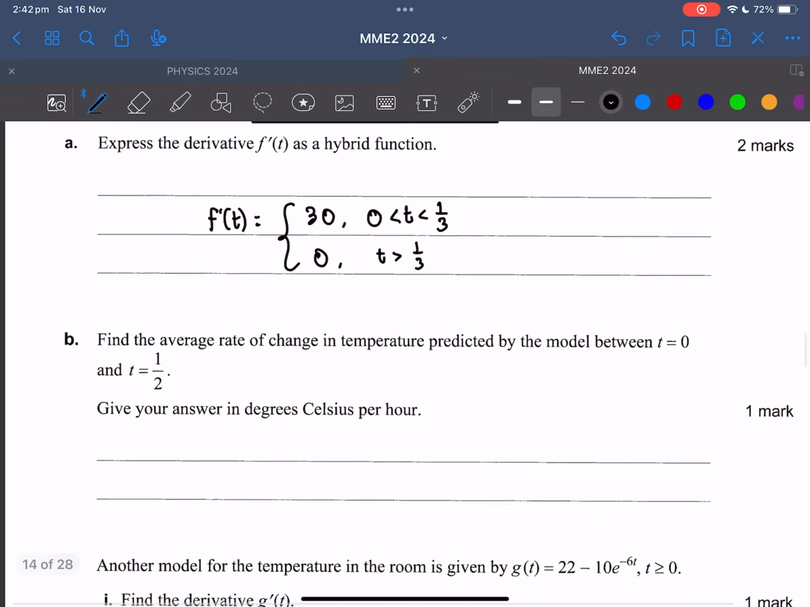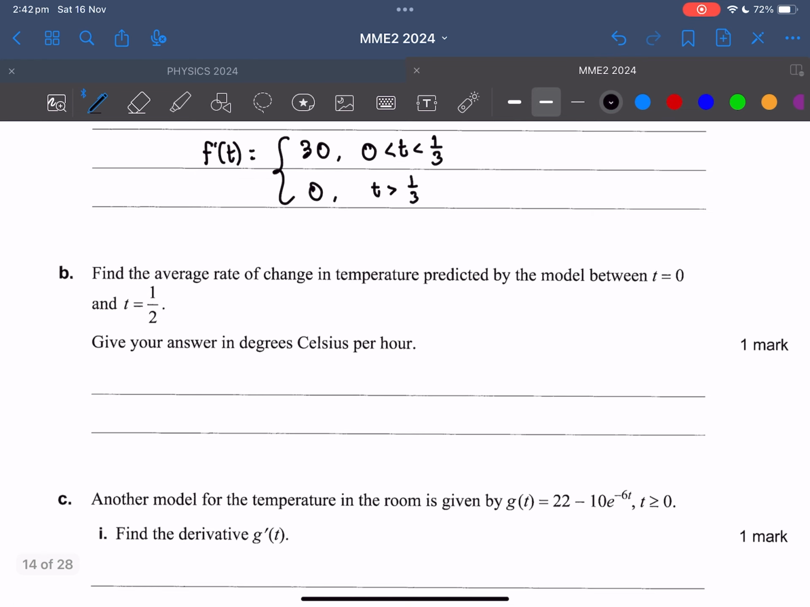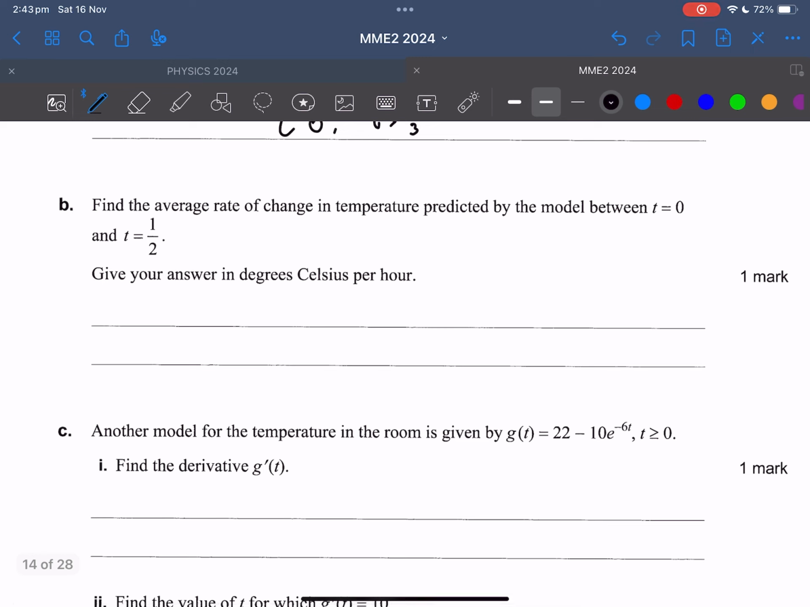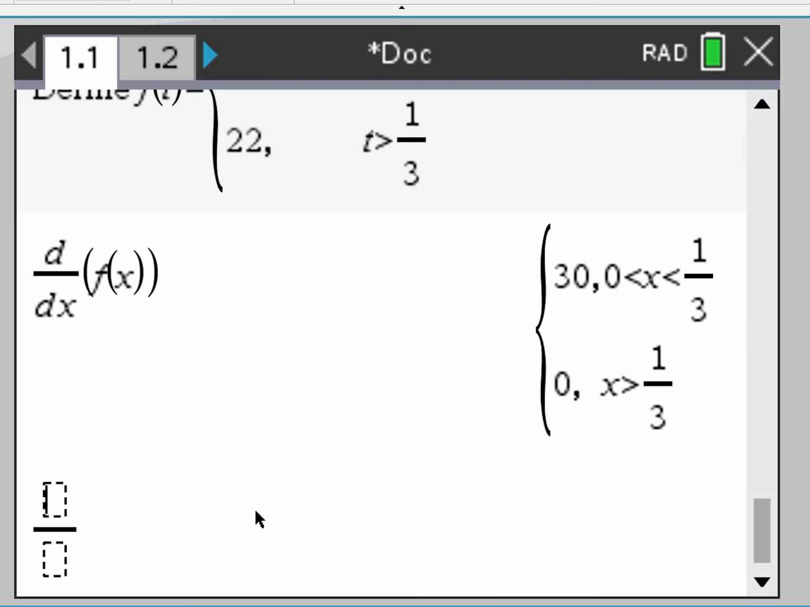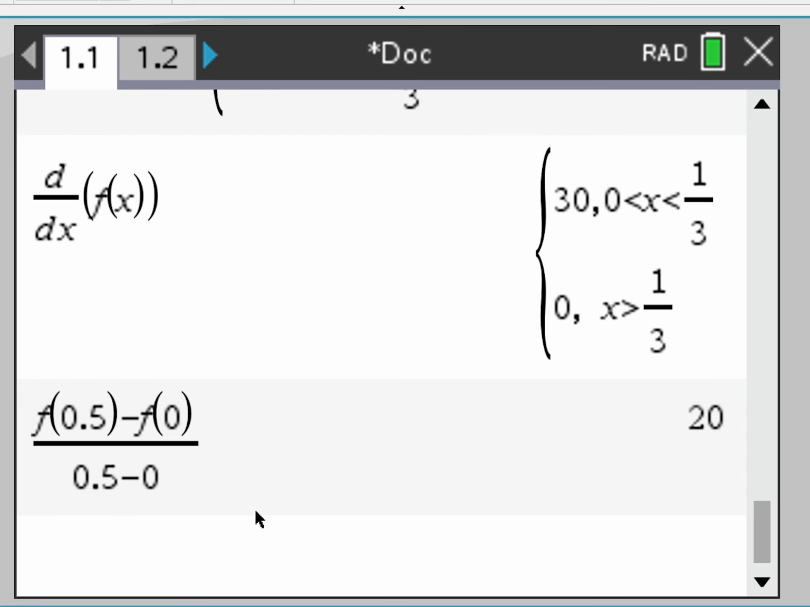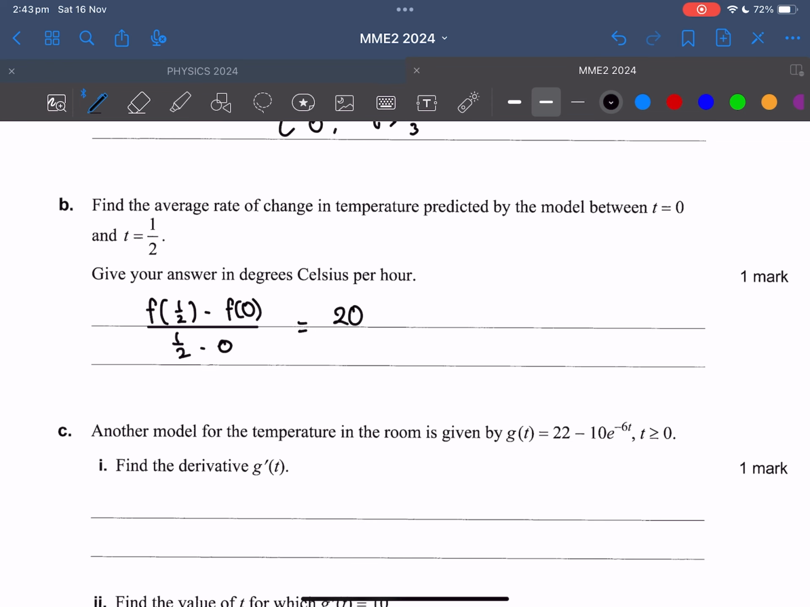Find the average rate of change in the temperature predicted by the model between t equals 0 and t equals a half. So average rate of change is just finding the gradient. So f of 1 on 2 take away f of 0, divided by 1 on 2 take away 0. Let's do this on CAS. f of 0.5 take away f of 0, divided by 0.5 minus 0. So 20 degrees Celsius per hour. Please make sure you write the unit. Very important for these questions.